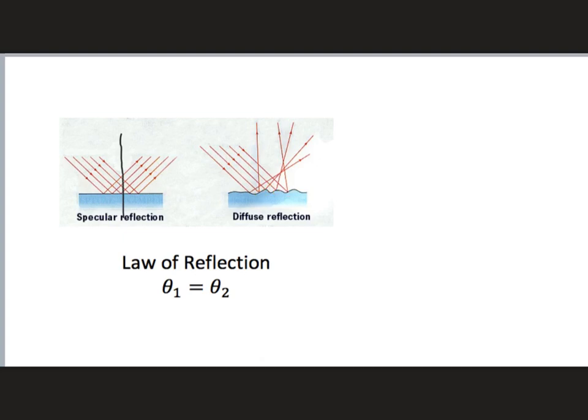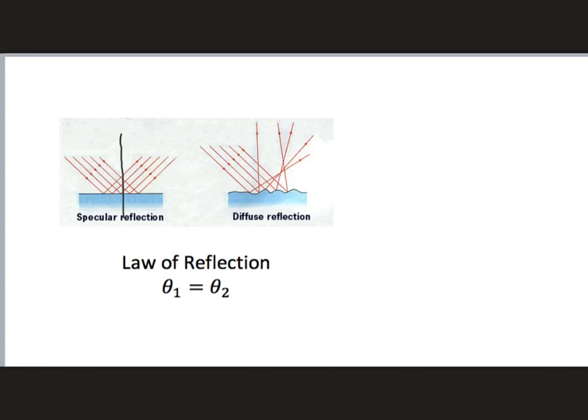But because of the roughness of the surface, the normal is not in the same direction at every point where a ray of light is striking. And so because of that, the individual rays scatter out. That's why most surfaces don't act like mirrors. They're simply not flat enough.